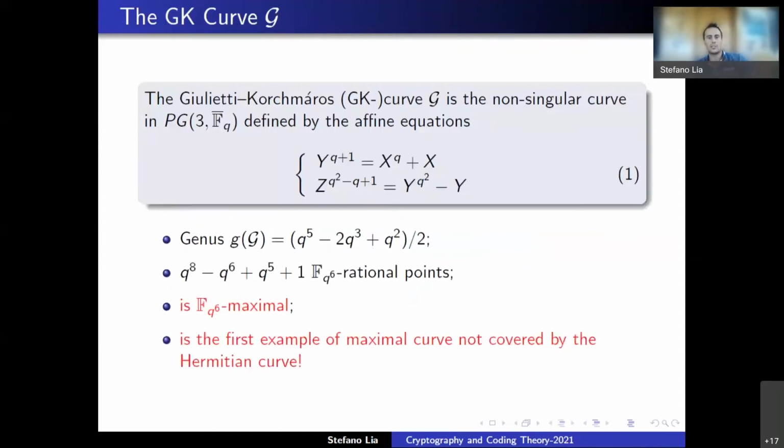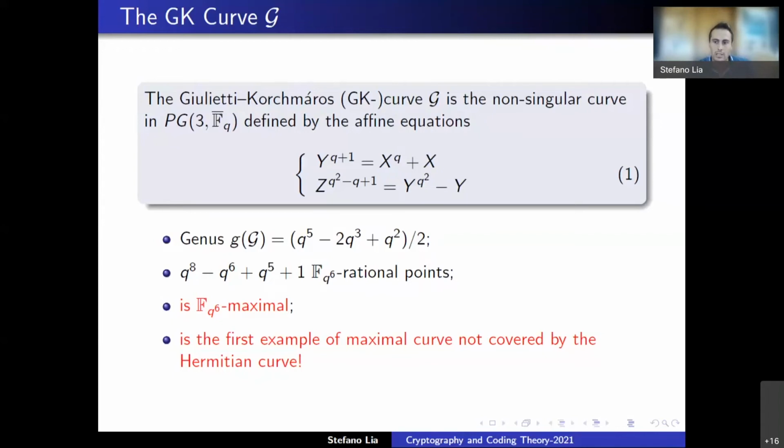Now, the GK curve is the non-singular curve defined by these two affine equations. It has this genus and that many rational points, and its relevance is that it is maximal over the field F_{q^6}, and it was the first example of a maximal curve which is not covered by the Hermitian curve. So many people studied this curve and algebraic geometric codes from the GK curves. We are not the first ones.